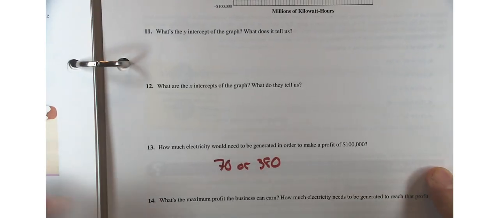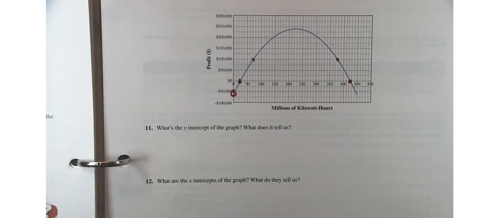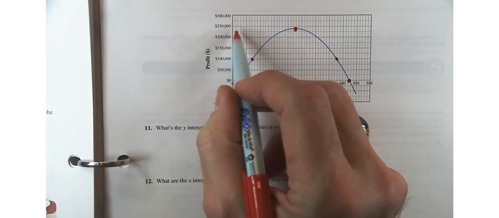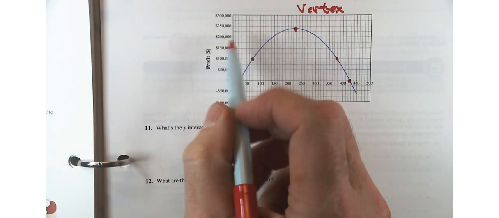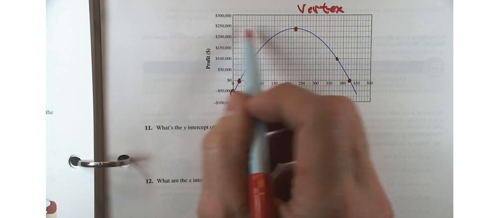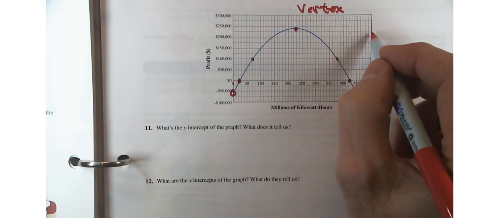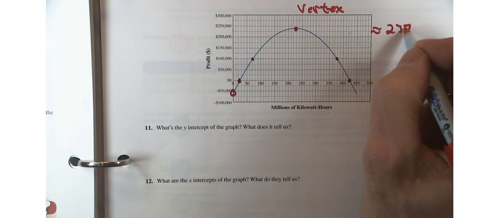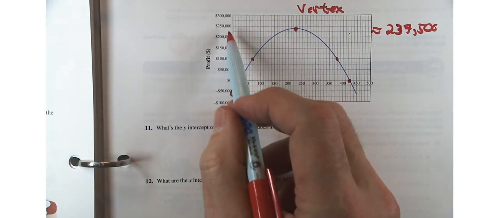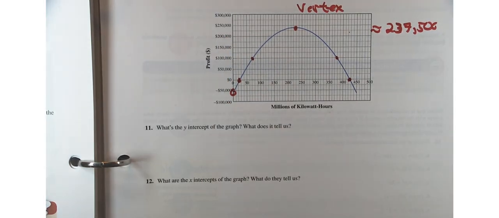What's the maximum the business can earn? Where do you think I'm going to find that maximum? Right up here at the top. Vertex, yeah, it's called the vertex. So what are we looking at? That's $225,000, so halfway between there, maybe about $237,500. If you just take the average of a couple of these numbers. So not bad, not bad.